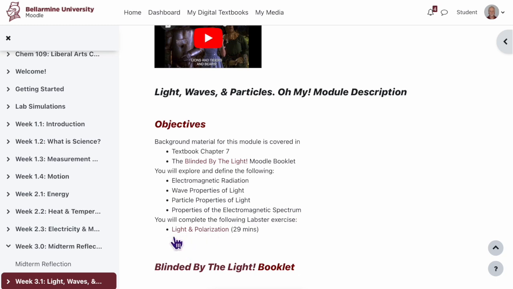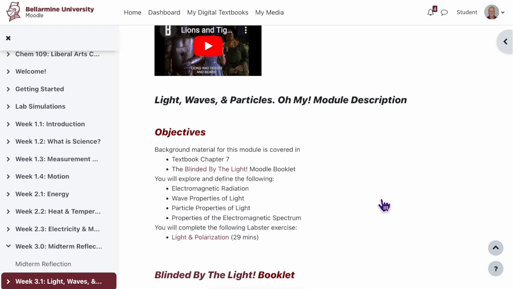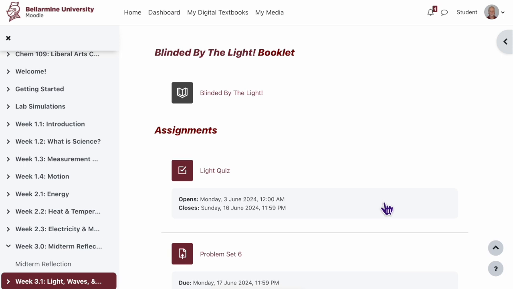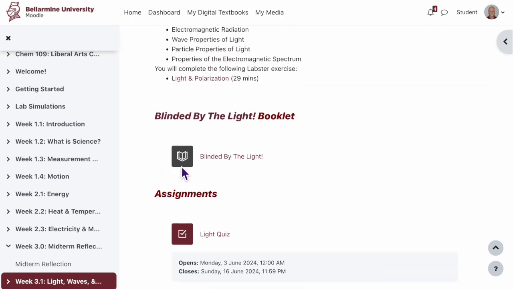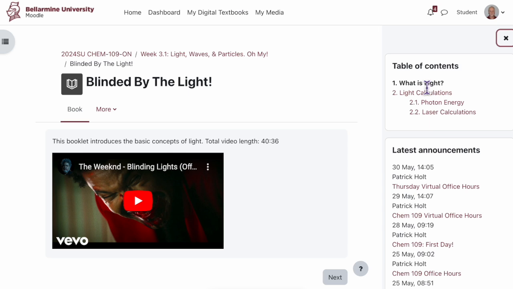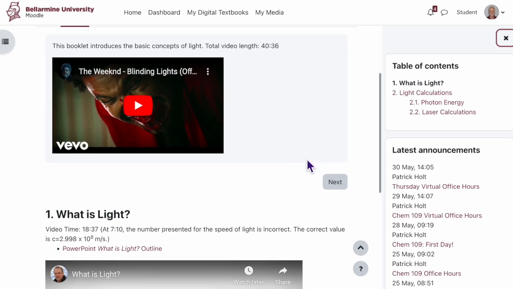There's going to be one Labster exercise, light and polarization, which is roughly 29 minutes in length. So the structure of the module is similar, almost identical to the other modules. There is a Moodle booklet which has a variety of chapters and videos. It's not terribly long in this case, 40 minutes total. This is just a brief discussion of the properties of light, so we can move on to discussions of atoms and molecules in subsequent modules.